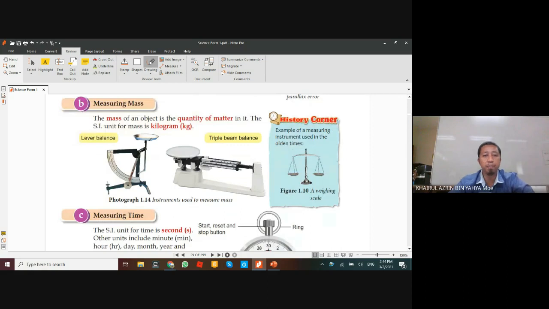B, measuring mass. Mass usually we call weight lah, berat, but the correct term is mass. So the mass of an object is the quantity of matter in it. And the SI unit for mass is kilogram, kg. So we have two examples here. We have a lever balance on the left, and then we have a triple beam balance on the right. Untuk timbang berat, but the correct word is untuk timbang jisim, to measure mass.